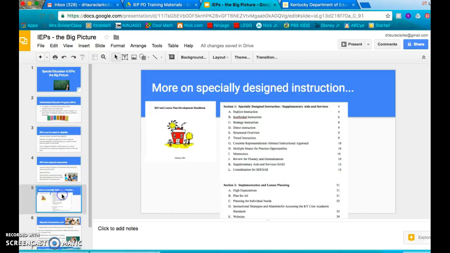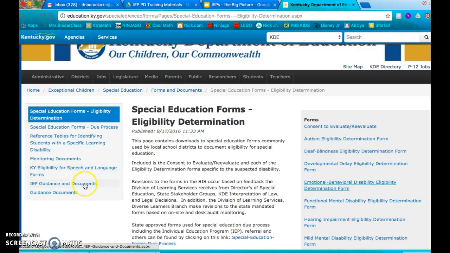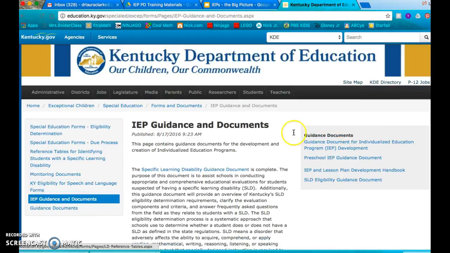The other thing that we do when we're looking at goals is we make sure that what we're developing is in compliance with the research-based strategies. That's a requirement of federal law. And in Kentucky, we have this fantastic IEP and lesson plan development handbook that, as you'll see here, has in section 1 the specially designed instruction and supplementary aids and services that we need to use to make sure we're in compliance with federal law. This is available on the KDE website. Here under this tab for IEP Guidance and Documents, you'll notice that the IEP Guidance document is here, and the one we were just looking at, the IEP and Lesson Plan Development Handbook, all on the KDE website.